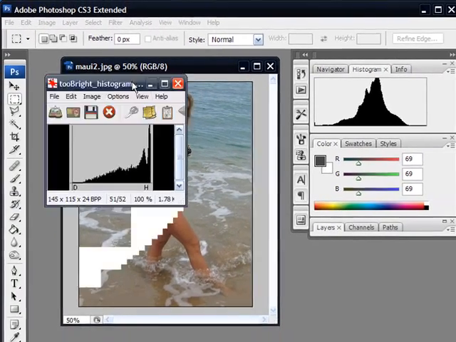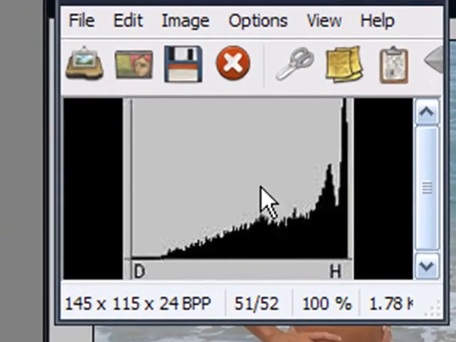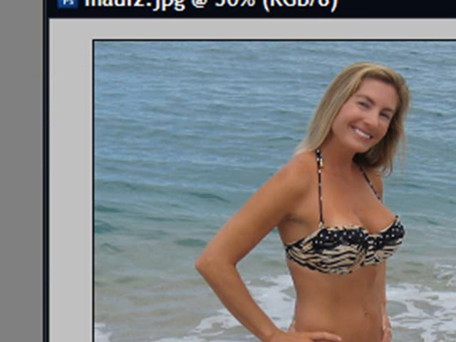Okay? And here we have one that is overexposed. As you can see, there's not much over here in the black and a whole lot over on the white side, or on the bright side of it. And so this is overexposed. This is probably overexposed by 1 stop, and your picture is not going to look that great.